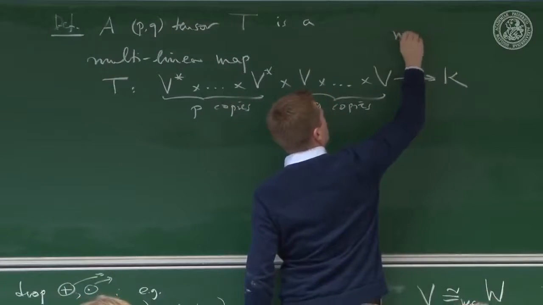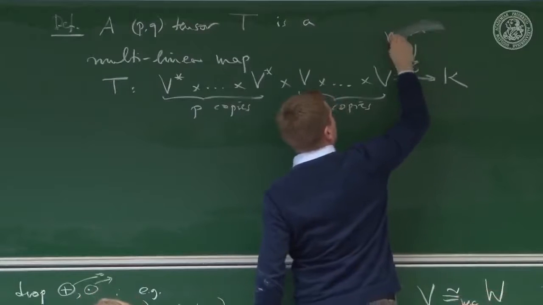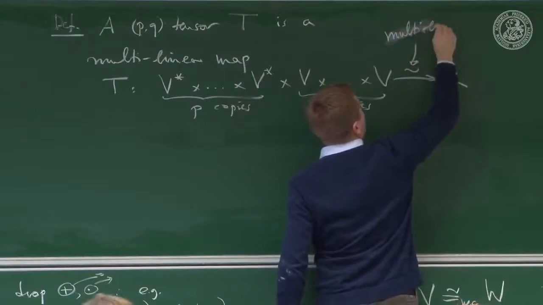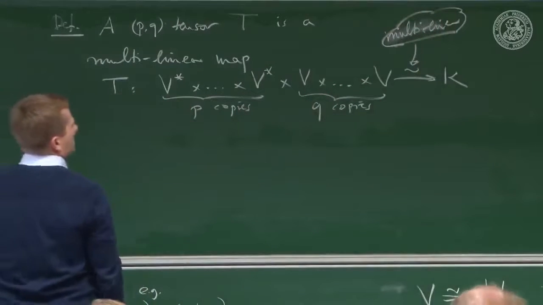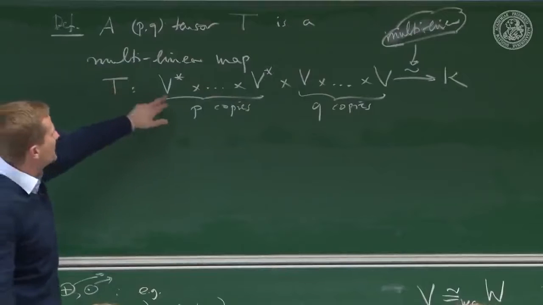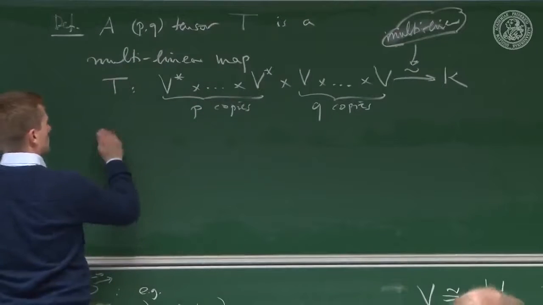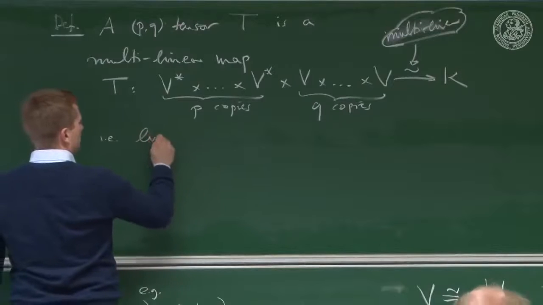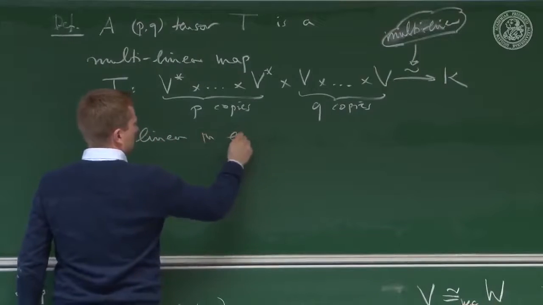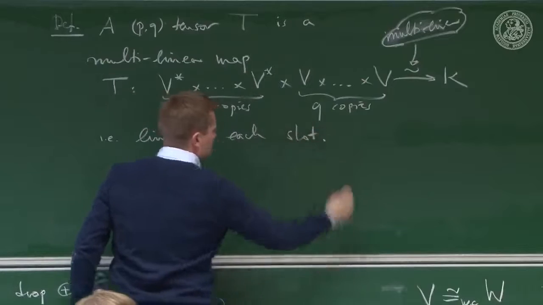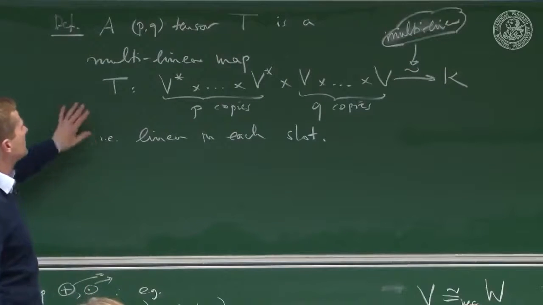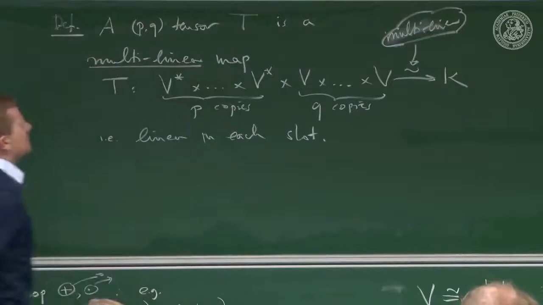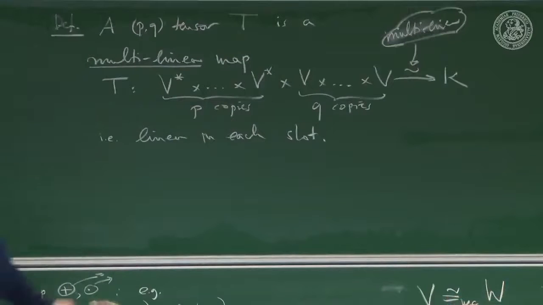So now this thing means multilinear. And multilinear simply says it's linear in each entry. That is, linear in each slot, independent of the other slots. So before, for the linear map, we had this additivity and scaling property. This now applies to each slot, and you have a multilinear map.